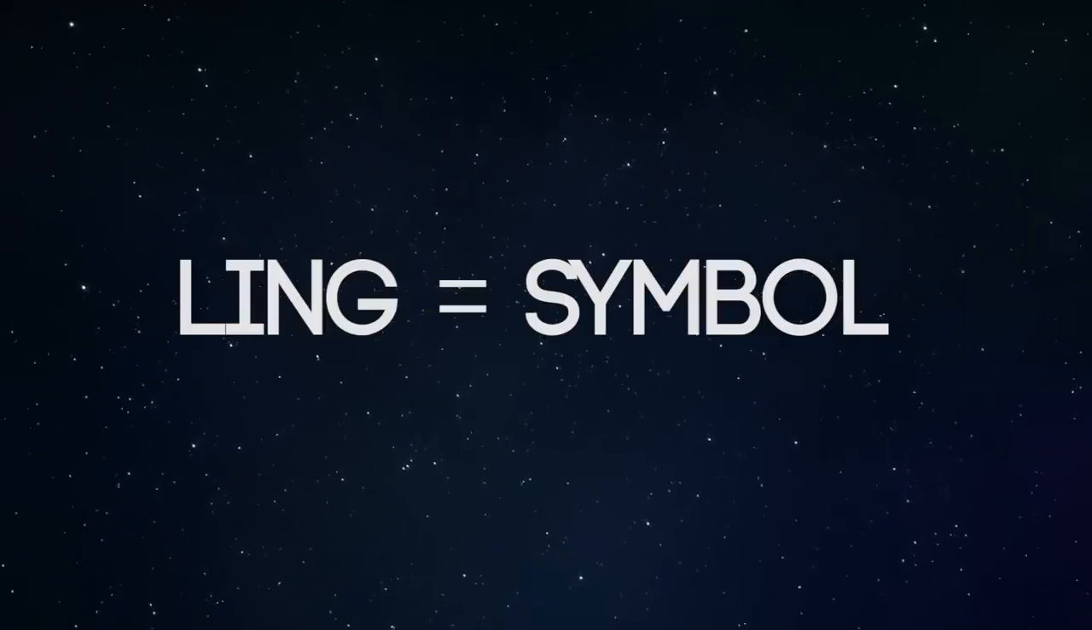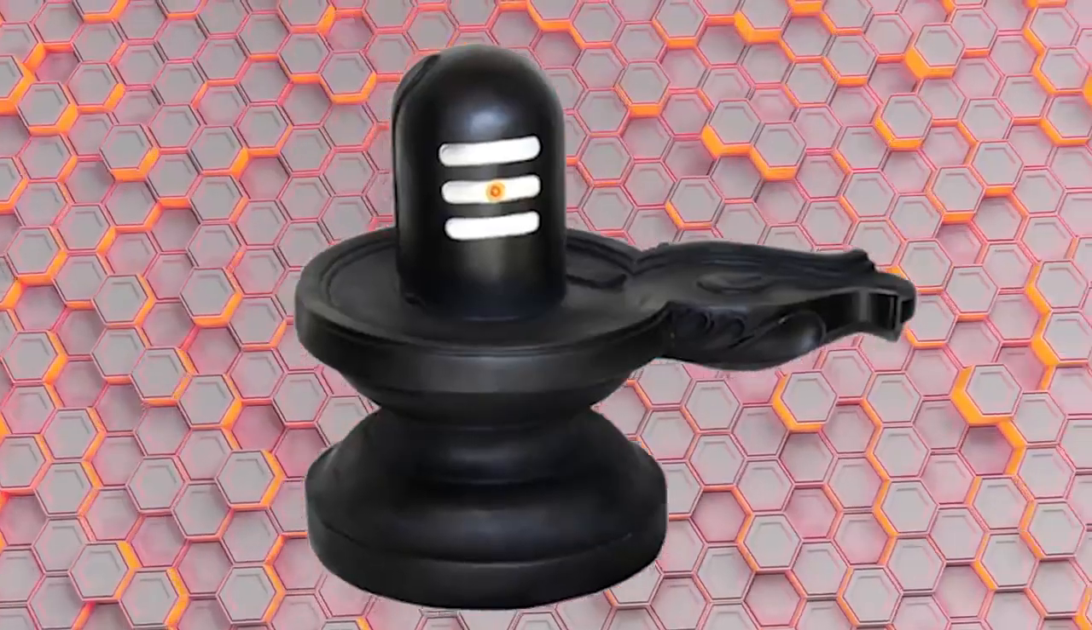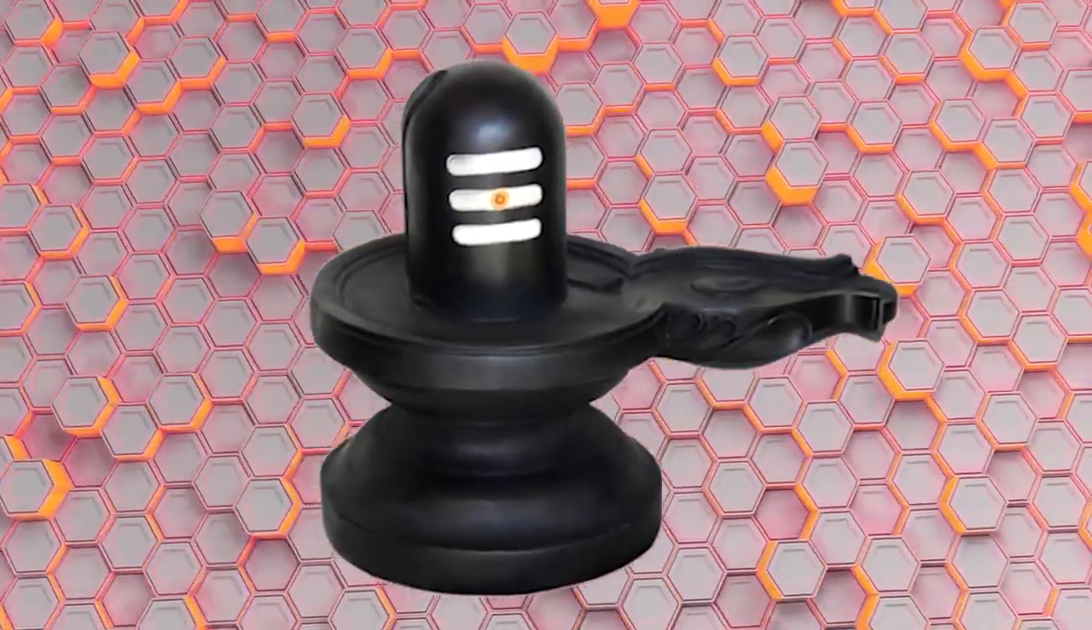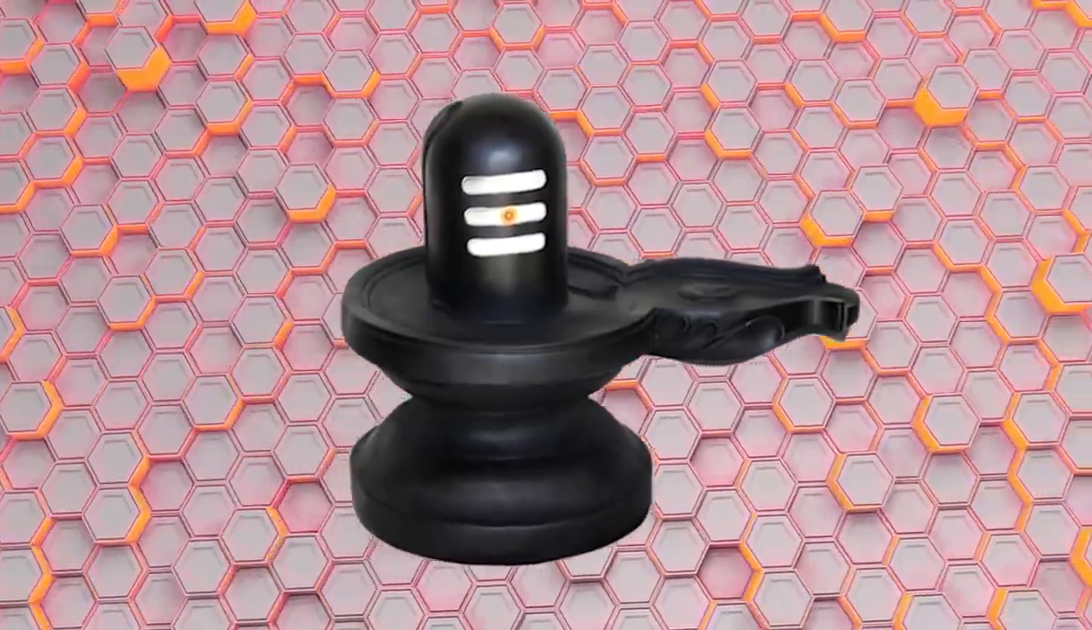Ling means symbol. For example, if someone used a stethoscope, it could identify that person is a doctor. A Ling is just a symbol to identify something. This symbol we call Shivling has a scientific explanation.